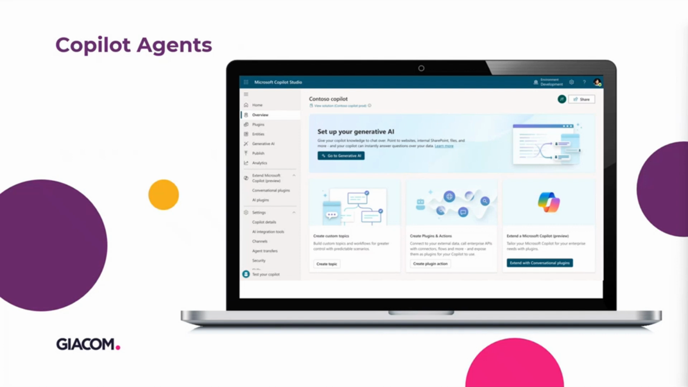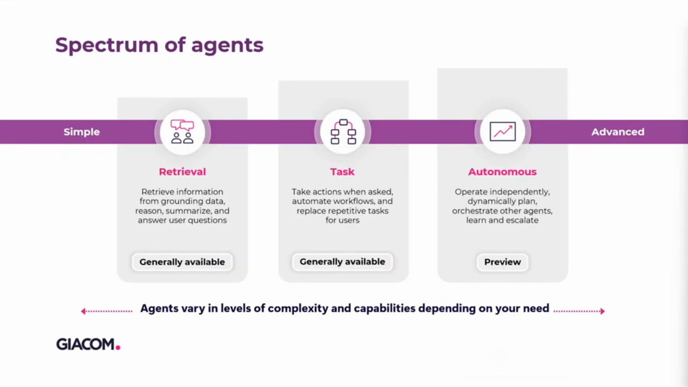There's a lot of things that you can do through agents, and there's a spectrum of them from retrieval, task, and autonomous variants. So depending on how complex you want to go, you can get a lot out of the Copilot verse as well. If you're interested, let us know, and we can definitely go through this with you a little bit more in person.